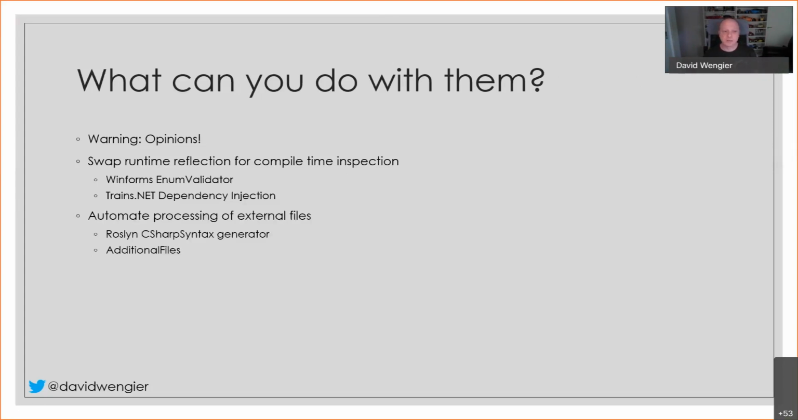The other one is to automate processing of external files. So this could be things like serializers, XML serializers, JSON serializers, or deserializers. There's a source generator in Roslyn that generates, from the C# grammar file, the file that describes the language, a bunch of code for accessing that, right? Basically, all those syntax tree node classes are all generated. That's a good example. Anything you provide with additional files in your project file can be seen by source generators, so you can automate the processing of those things.